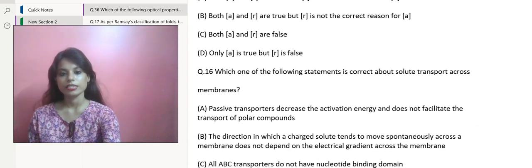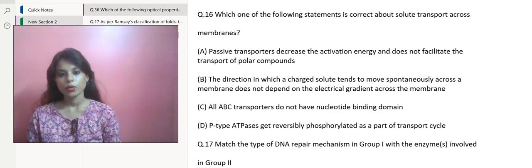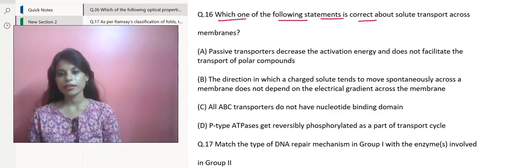Let's move over to the next question. This says, which one of the following statements is correct about solute transport across membranes?